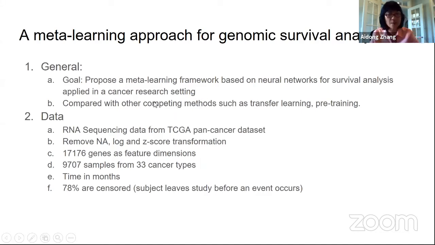I think my time is up. Generally, our goal is to build this meta-learning based approach for survival analysis. We're going to use TCGA with all different samples and 33 different cancers, and there are 78% censored data to be used in this research. We are going to build different graphs based on the prior defined cancer categories using different features and see how that works. That's the general ongoing research we are doing.